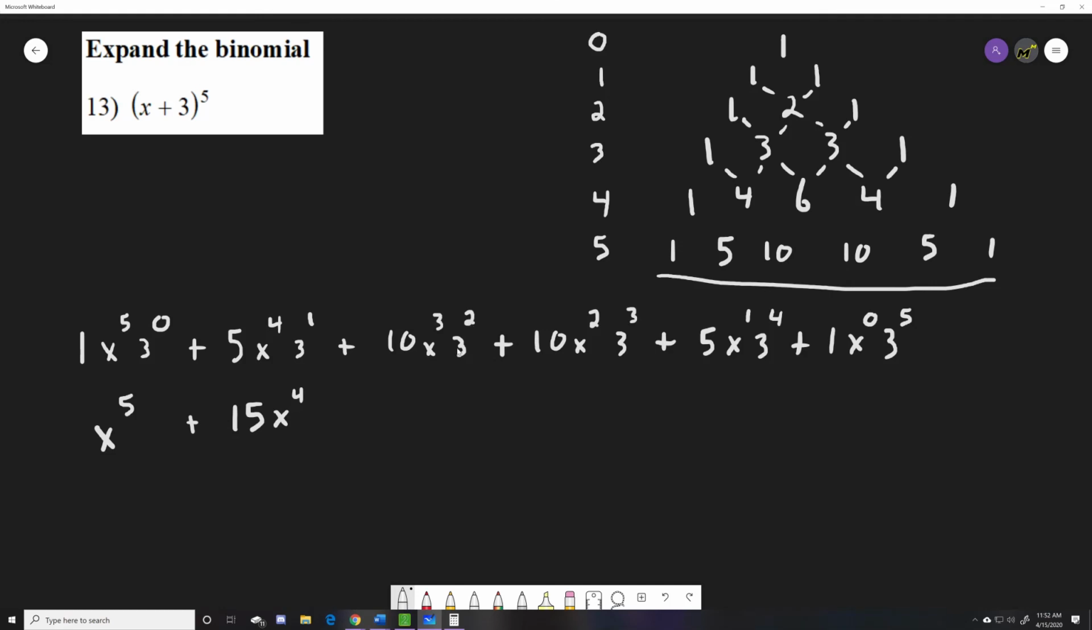3 squared would be 9. 10 times 9 would be 90, giving us 90x cubed. 3 cubed would be 27. And then 27 times 10 would be 270x squared. 3 to the 4th power would be 81, and then 81 times 5, we have 405x to the 1st, and then 3 to the 5th power times 1, we'd have 243, and x to the 0 would be 1, so that would be the number.